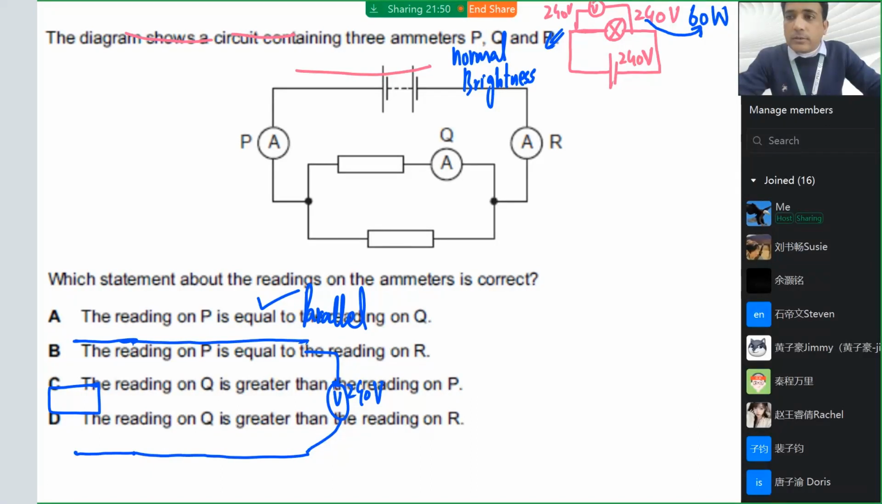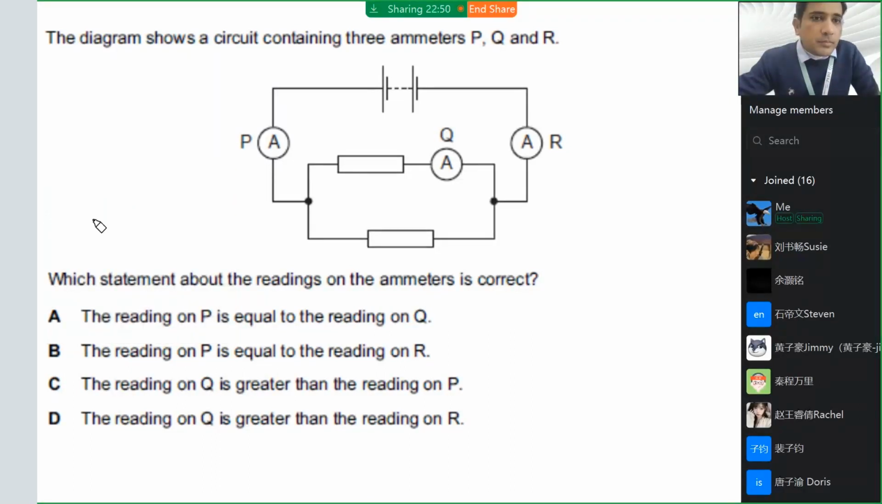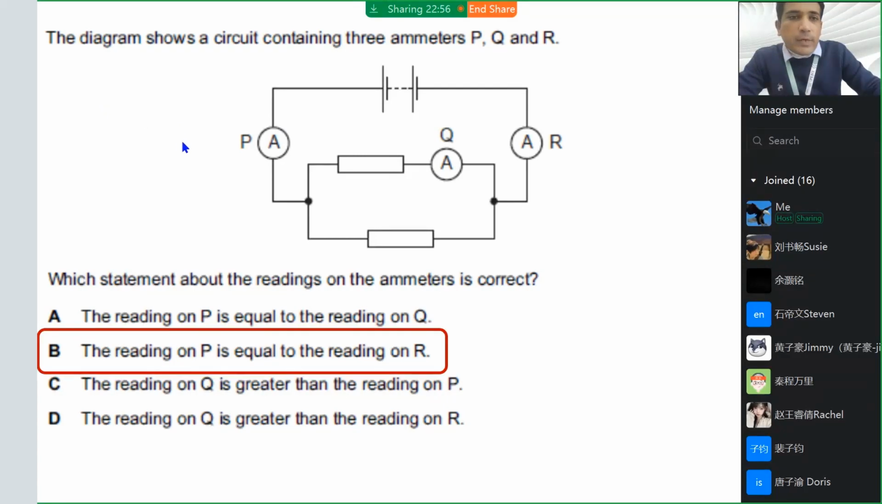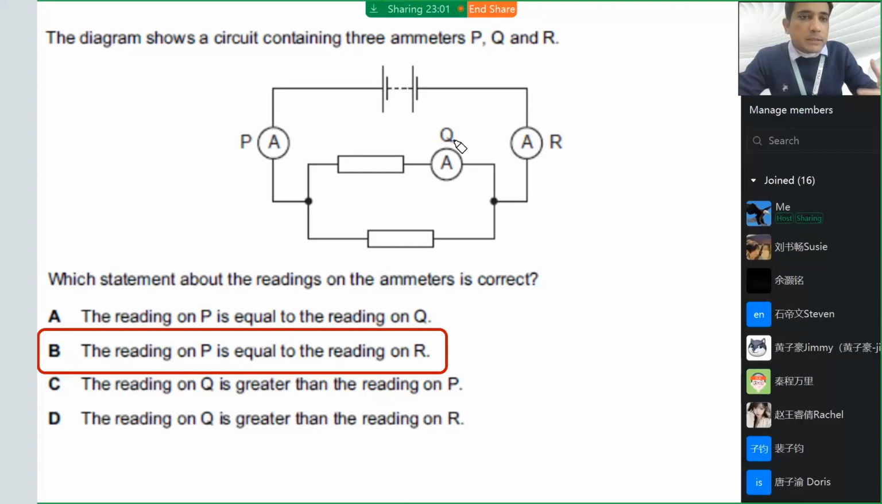Okay, look at this now. A very nice question, a conceptual question. So please try to answer this first of all by yourself. Okay, so let me show you the answer and then I will explain. The answer for this question has to be B. So let me explain to you why the answer is B. This question is asking you which statement about the readings on the ammeter is correct.